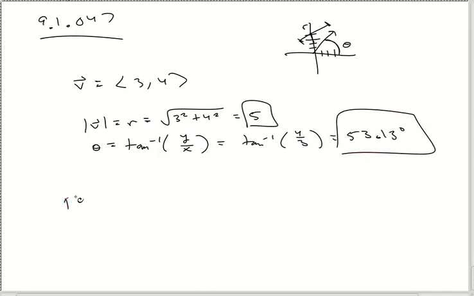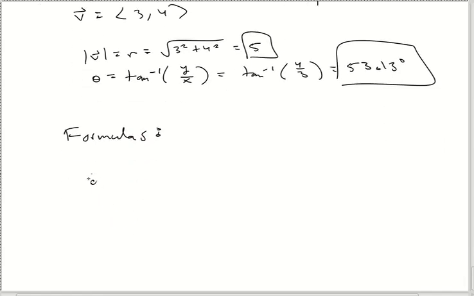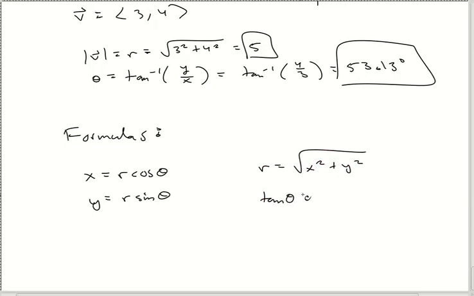Let me give you the formulas. Kind of like a summary of all this stuff. x is equal to r cosine theta. y is equal to r sine theta. So these are super important. My r is equal to the square root of x squared plus y squared. And tangent theta is equal to y over x.